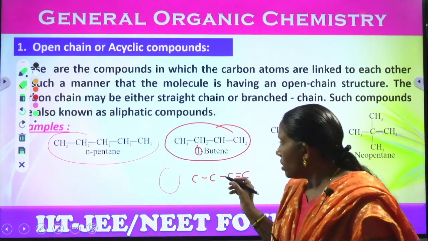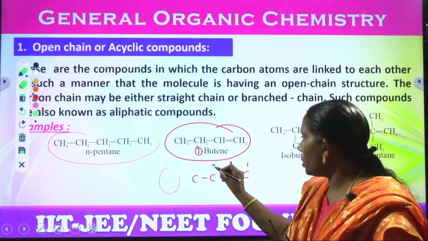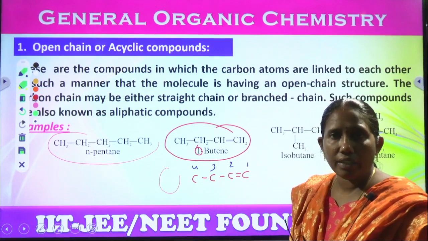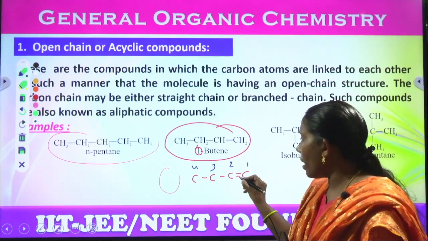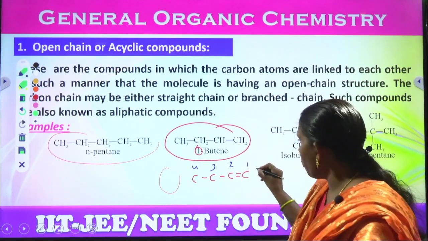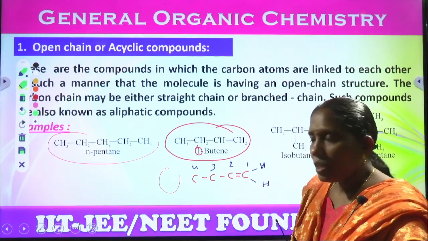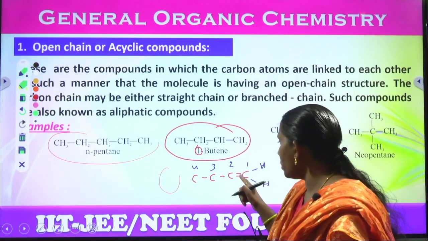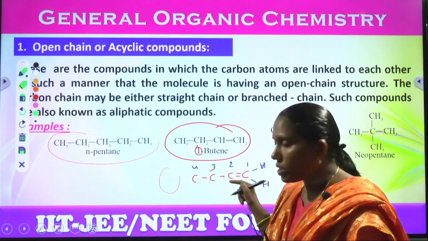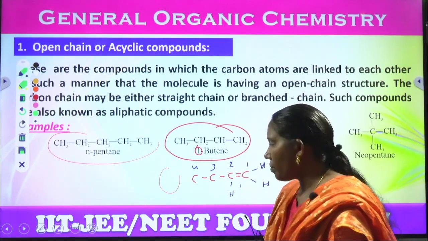Here, see, while writing, first carbon 1, 2, 3, 4. To understand better, I have written the numbering. First carbon: 1, 2, only two bonds are there, but according to the valency we should have 4. So I will write here H and H. Comes to the second carbon: 1, 2, 3. In the double bond 2 bonds and here a single bond, so 3. So it needs only 1 hydrogen.